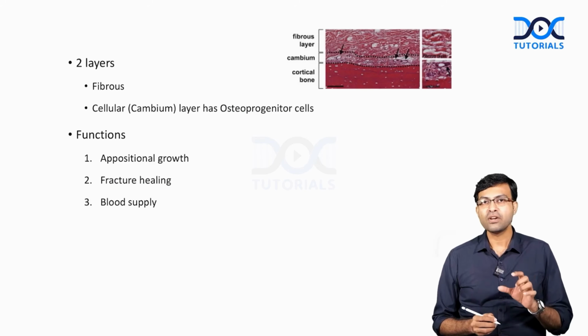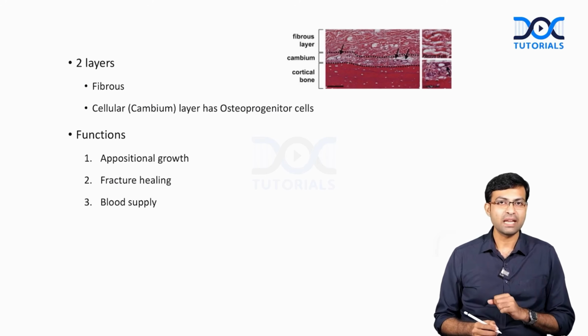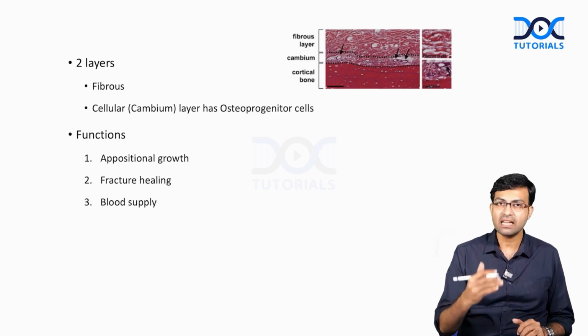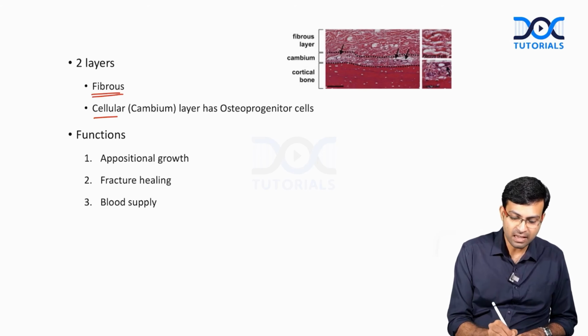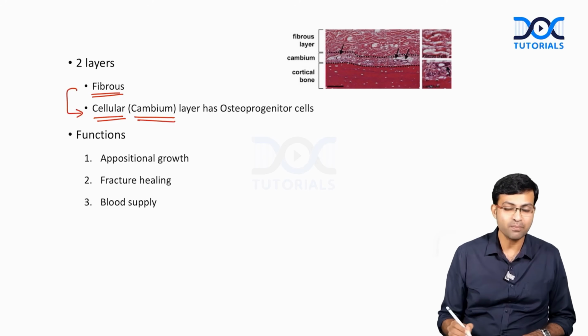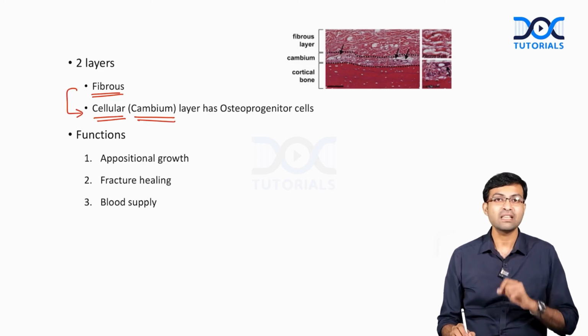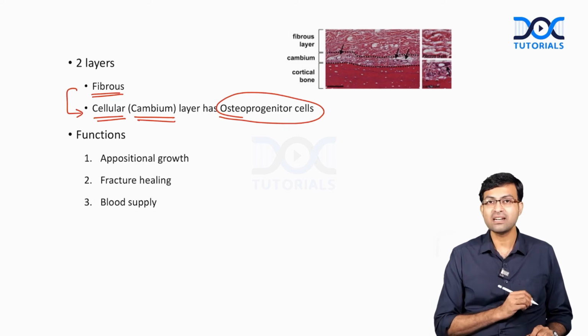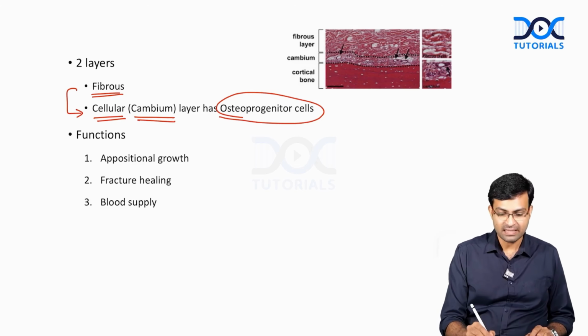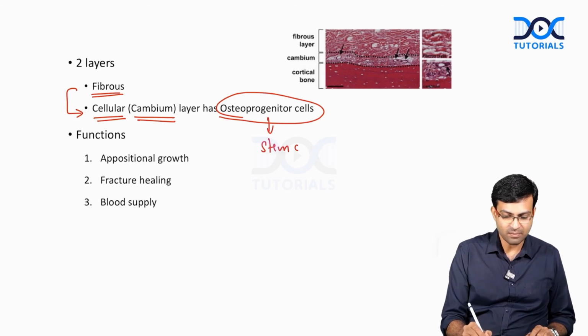Now, the periosteum is made up of two layers. You have an outer layer and an inner layer. The outer layer is called the fibrous layer and the inner layer is the cellular layer, which is also called the cambium layer. Which is the important layer? Cambium layer is the important layer. Why? Because it contains lots of osteoprogenitor cells. What are these? These are stem cells which can differentiate to form osteoblasts.